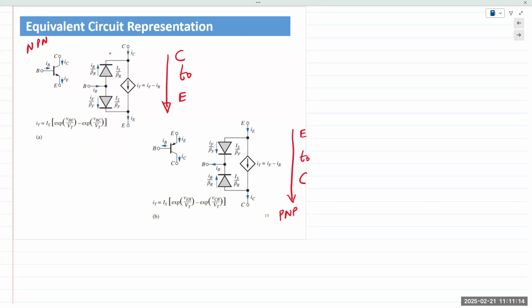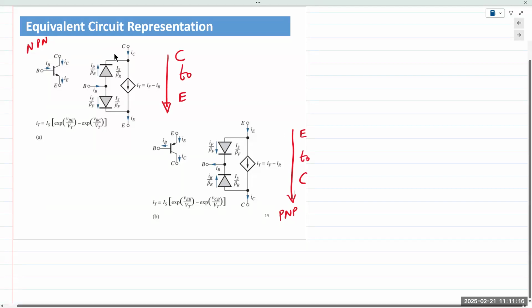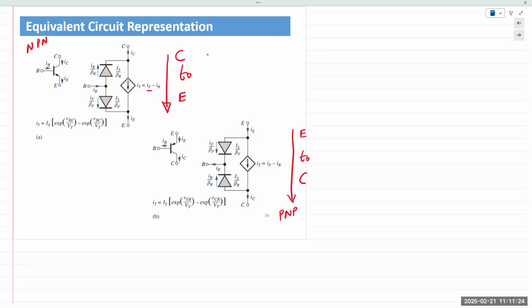All right. Total current is referred to as IT, and we know IT is the sum of the forward current and the reverse current, so IF minus IR, because they are moving in opposite directions. The equation is listed right here. The only thing that changes with respect to PNP is that the reference directions and the reference polarities are all interchanged.